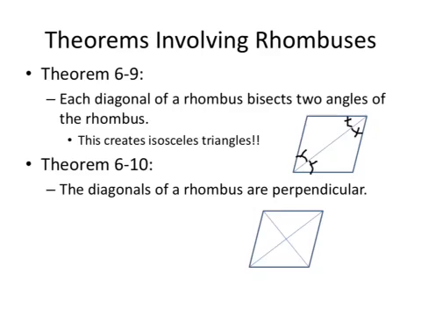Now, Theorem 6.10 goes one step further and says the diagonals of a rhombus are perpendicular to each other. Okay, so this is kind of neat, and we'll be able to use this property to find missing side lengths or lengths of diagonals and things like that. Make sure to include these theorems along with these diagrams.